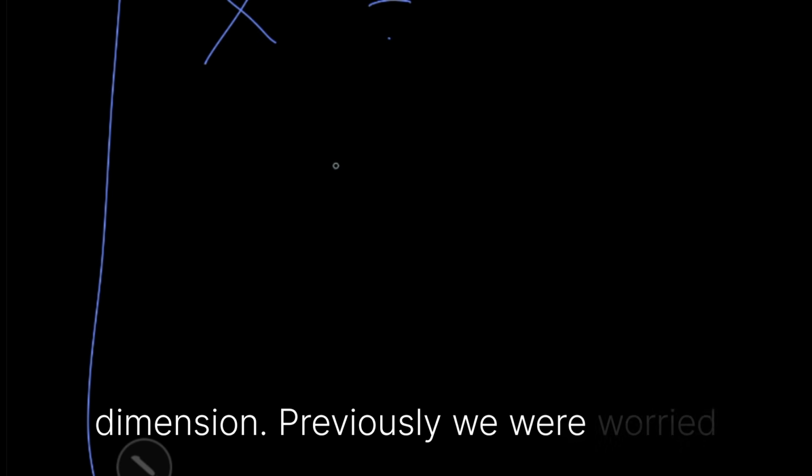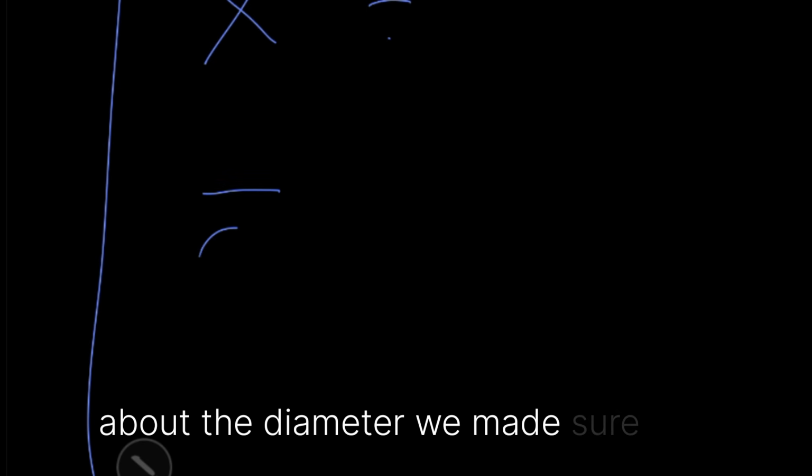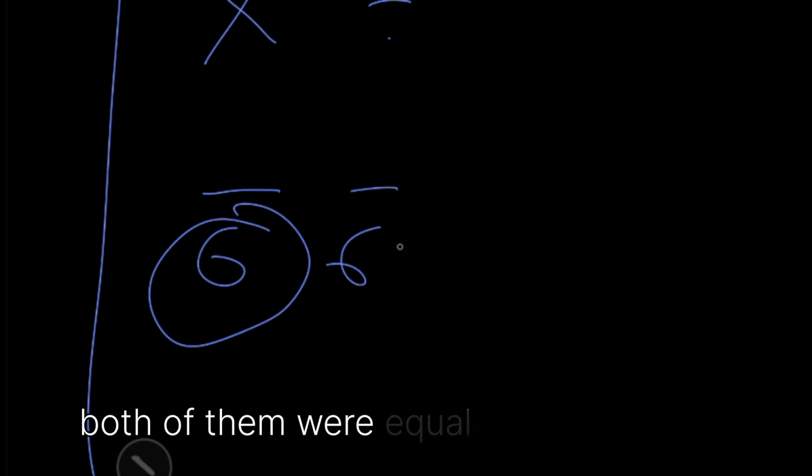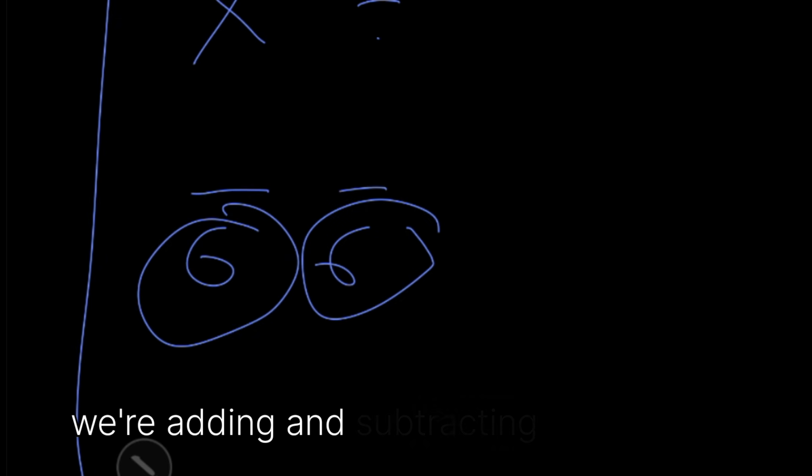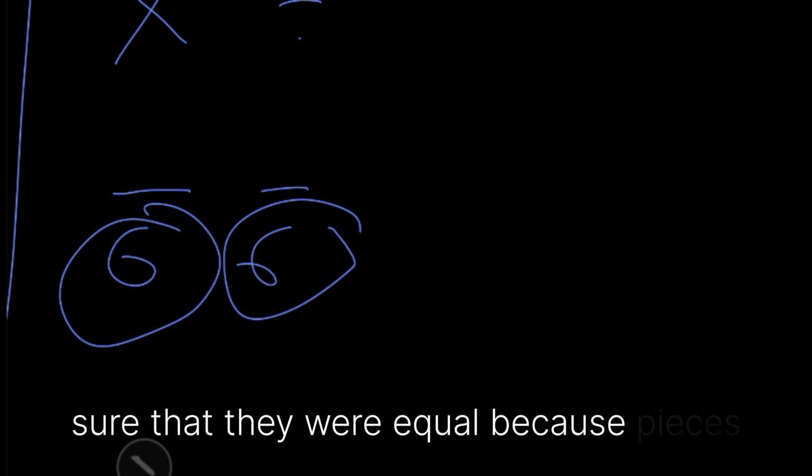Now let's go to multiplication and division. Previously, we were worried about the denominator. We made sure that both of them were equal pieces because we were adding and subtracting. So we made sure that they were equal because pieces wouldn't fit.